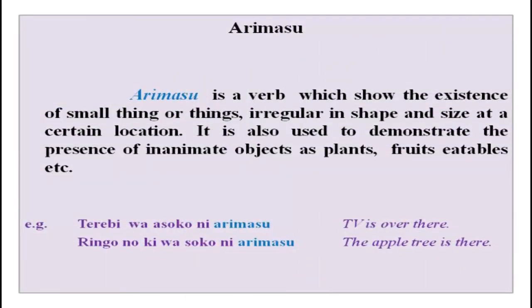Well, now, I have already explained this to you. Arimasu is a verb which shows existence of small things, things of irregular shape and size at a certain point or place. And as is given over here, terubi wa asoko ni arimasu. Terubi is over there. Ringo no ki wa soko ni arimasu. The apple tree is over there or there. So, you can just go through this.